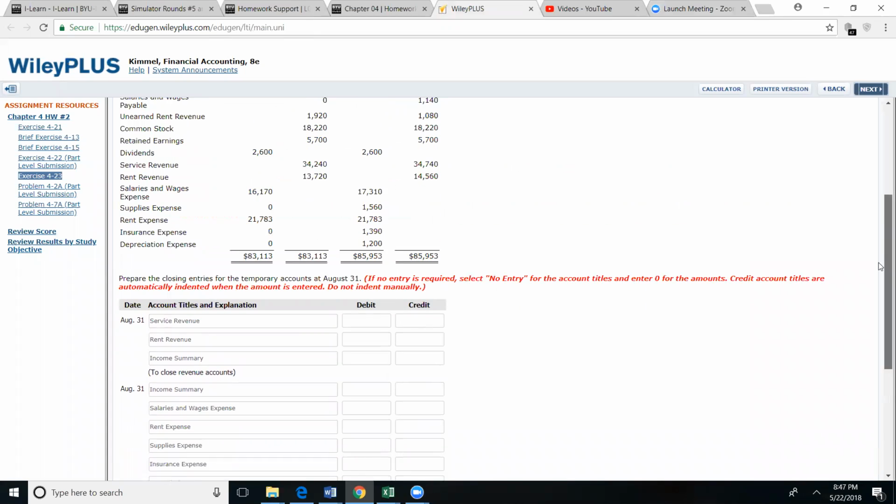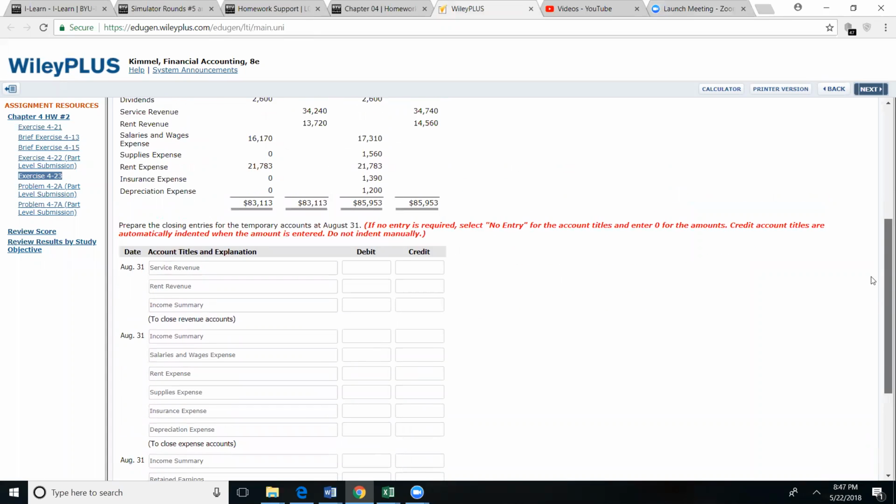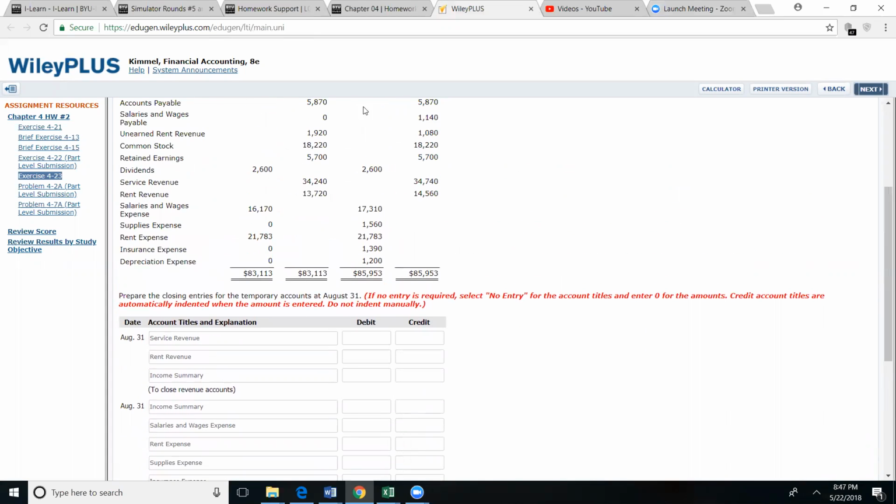So we start out by closing out the revenue accounts. The first one, we see we have two of them here, service revenue and rent revenue. Oh, and it looks like I forgot to erase these.